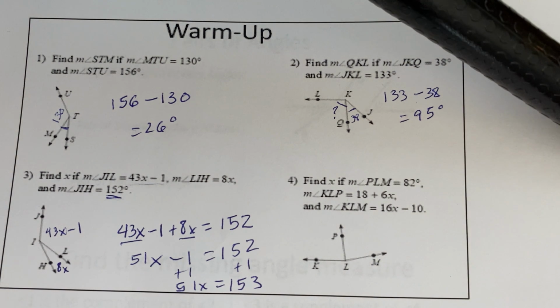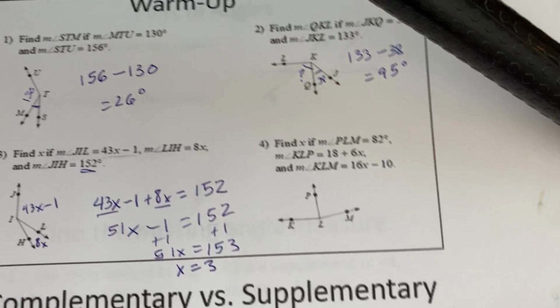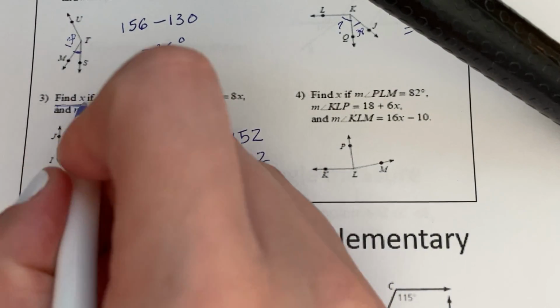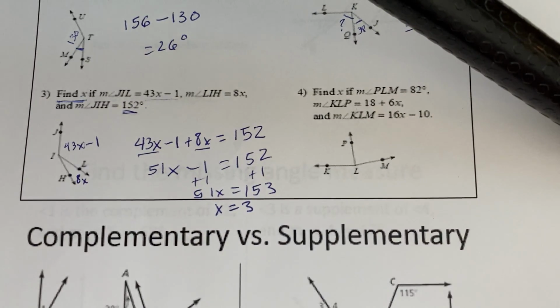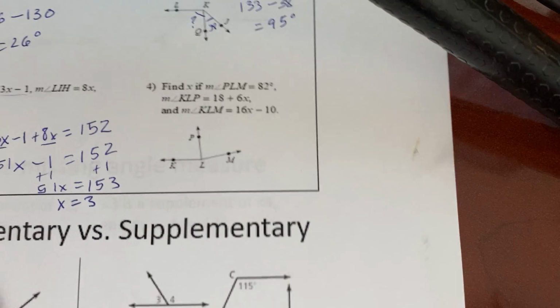And then we're going to divide. 153 divided by 51, and that's 3. So, a very nice answer. Okay, and it just asked me to find x. When you do these problems, you always want to make sure: are they asking for an angle or are they just asking for x? They're asking for x, awesome, because you found it. All right, here we go.